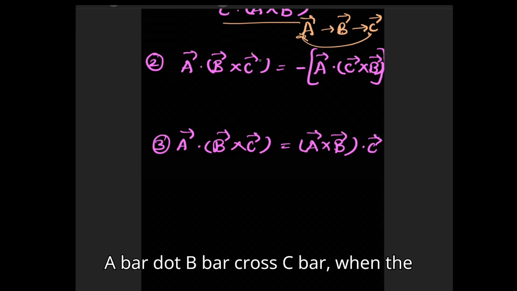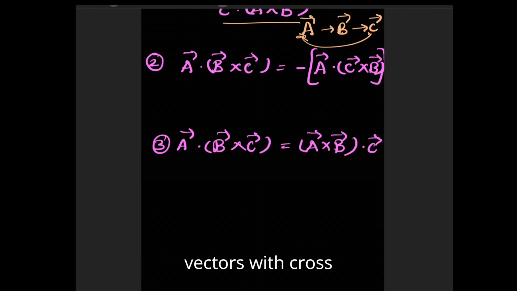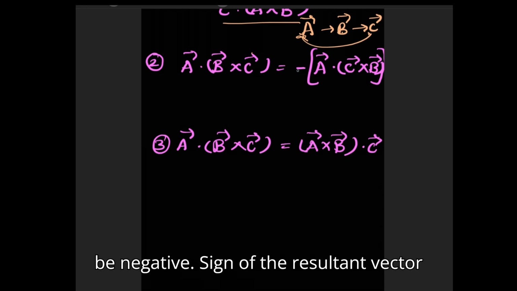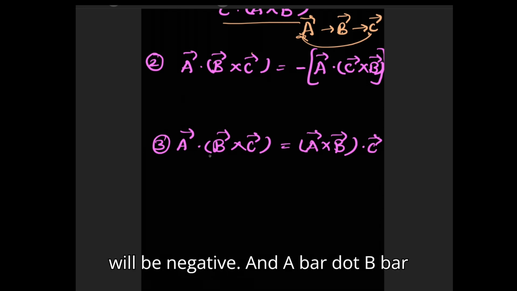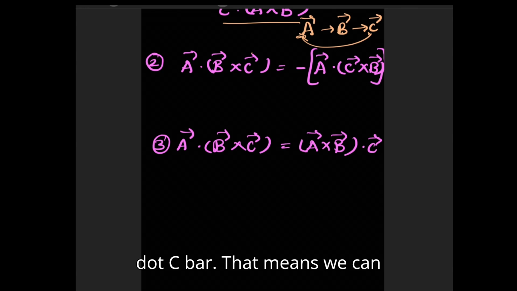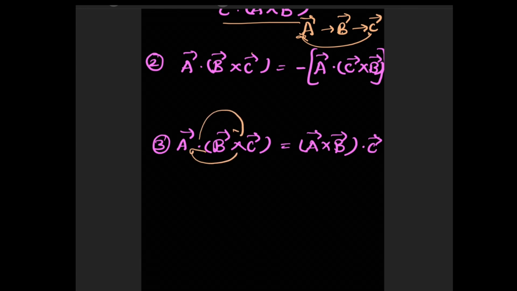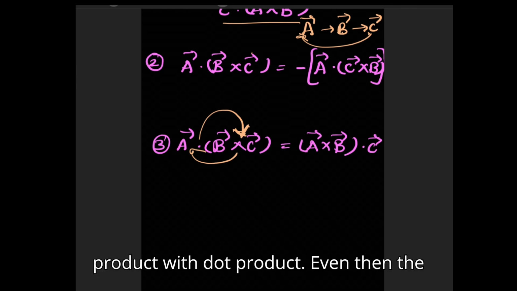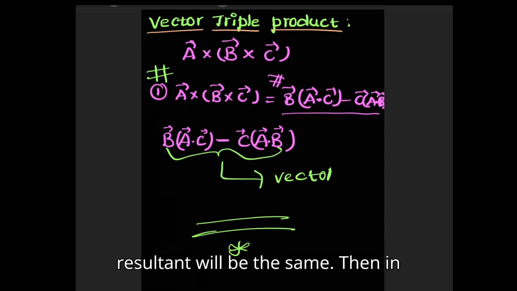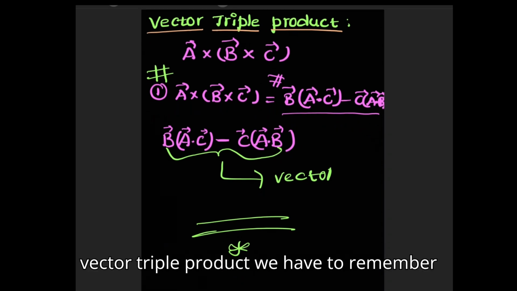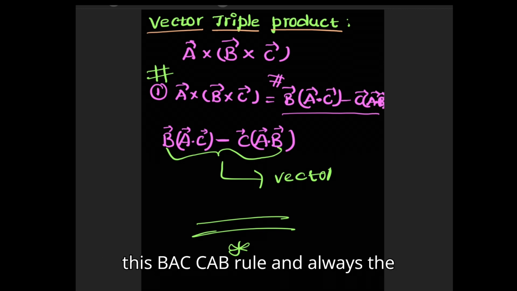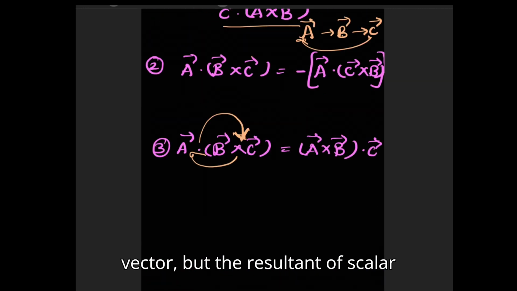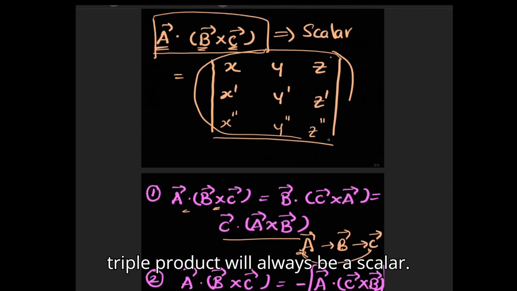For a bar dot b bar cross c bar, when the vectors with cross operation are inverted, the sign of the resultant will be negative. And a bar dot b bar cross c bar is equal to a bar cross b bar dot c bar. That means we can replace the dot product with cross product and cross product with dot product, and even then the resultant will be the same. Then in vector triple product, we have to remember the BAC minus CAB rule, and the resultant of a vector triple product is always a vector, but the resultant of a scalar triple product will always be a scalar.